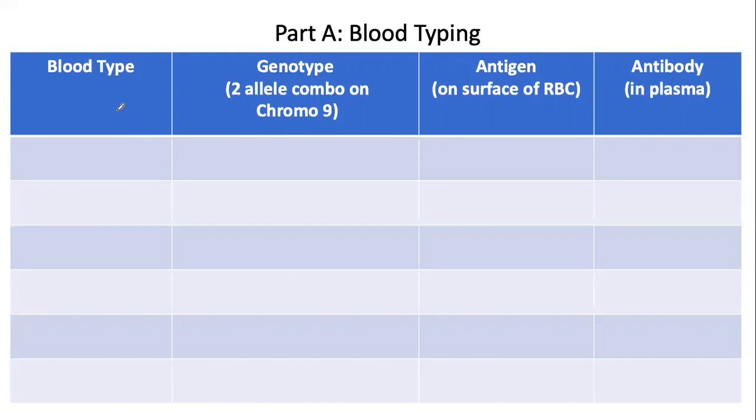What does that mean? That means that I have an A on the surface of my red blood cells and I have an RH factor on the surface of my red blood cells. How do I get those antigens on the surface of my red blood cells? I'm born with them, but I have a genetic code, right? So I have a chromosome, and on that chromosome, I have a location or a gene that codes for blood typing, okay?